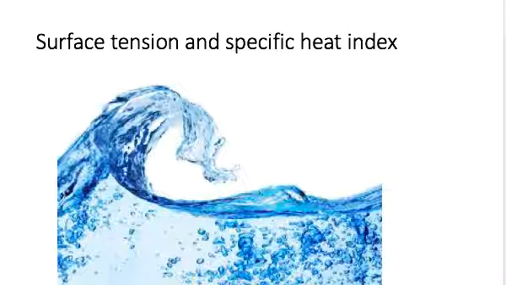The surface tension and specific heat index of water is also weird. Water has a very high surface tension. This is due to intermolecular forces. The higher the intermolecular forces, the higher the surface tension. Surface tension makes substances sticky and clump together. Because water surface tension is so high, some bugs can float on it.